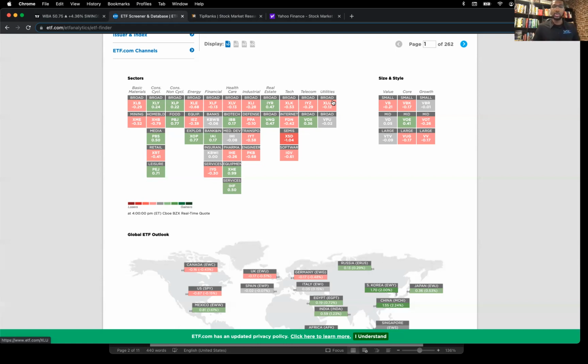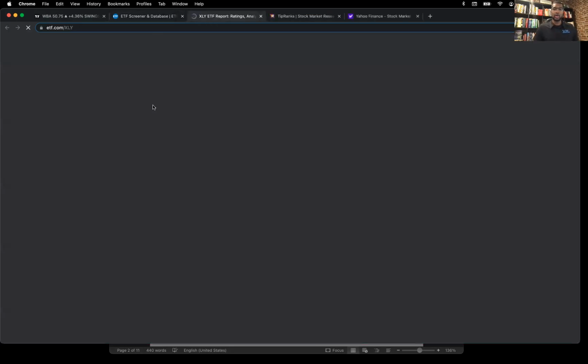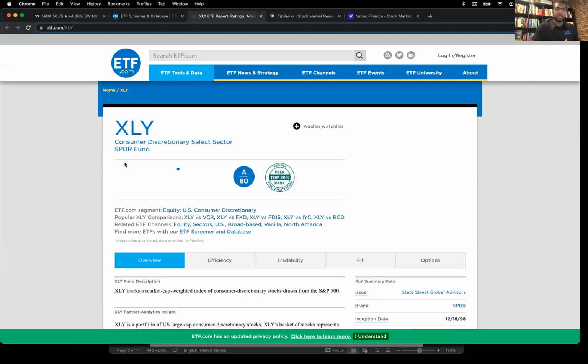You pull this up and you look and see which sectors are green, which sectors are red. How do you move forward with this information? If I were to take this information right here, the next step I would do is I would say, okay, consumer cyclicals are bullish, right? I would click on consumer cyclical and look at this particular ETF.